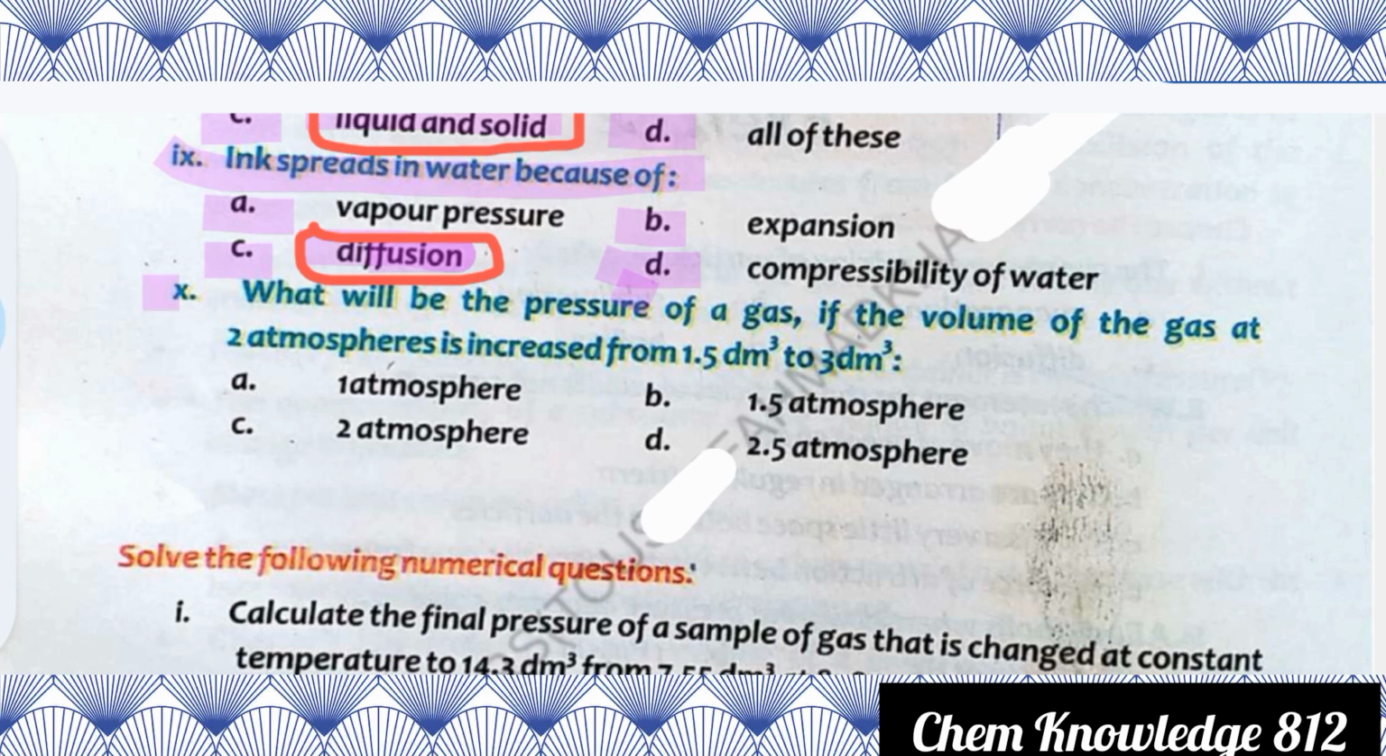Number 10. What will be the pressure of a gas if the volume of the gas at 2 atmosphere is increased from 1.5 to 3 decimeter cube? A, 1 atmosphere, B, 1.5, C, 2 atmosphere, D, 2.5 atmosphere. So the correct answer will be 1 atmosphere. And if you want to calculate it mathematically, how can we do this?